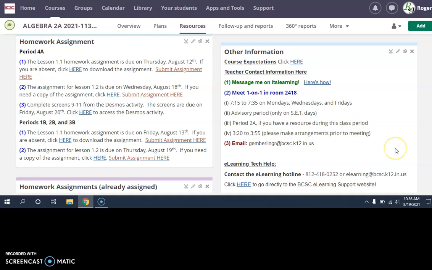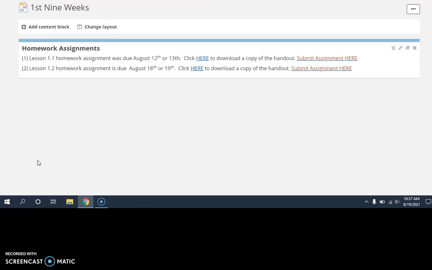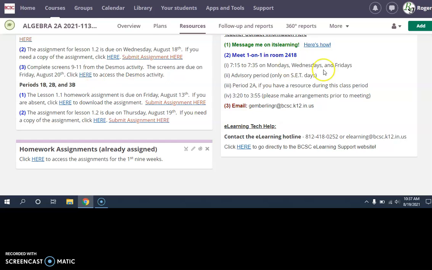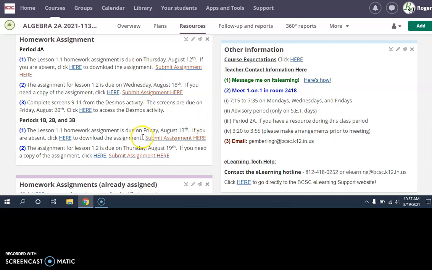I do have also a link at the bottom of both the Geometry and Algebra 2 class that if they click on that link, it will provide them all the assignments that have been assigned in order, so that if they got a 0 on an assignment or can't find an assignment, they can either look in the past homework assignments or under the current homework assignments, which is this section right here called homework assignments.